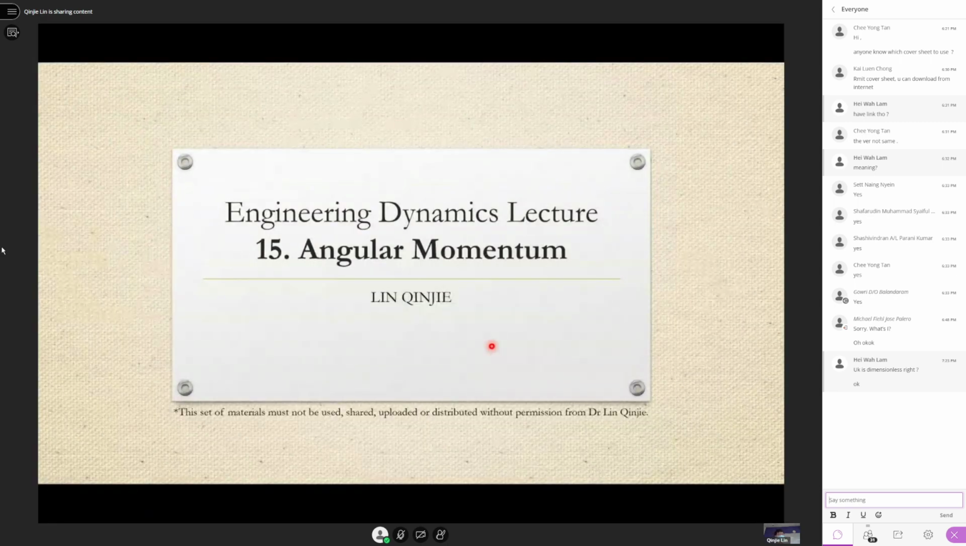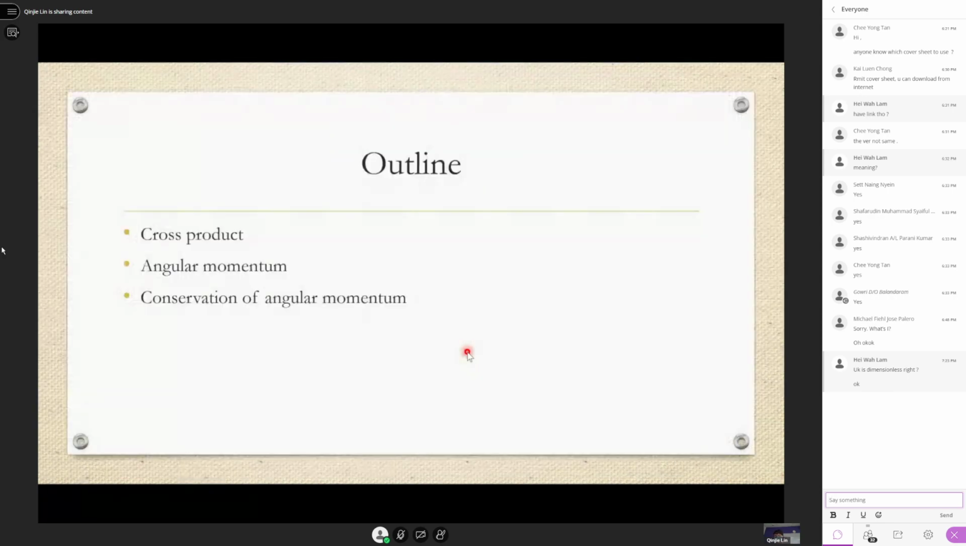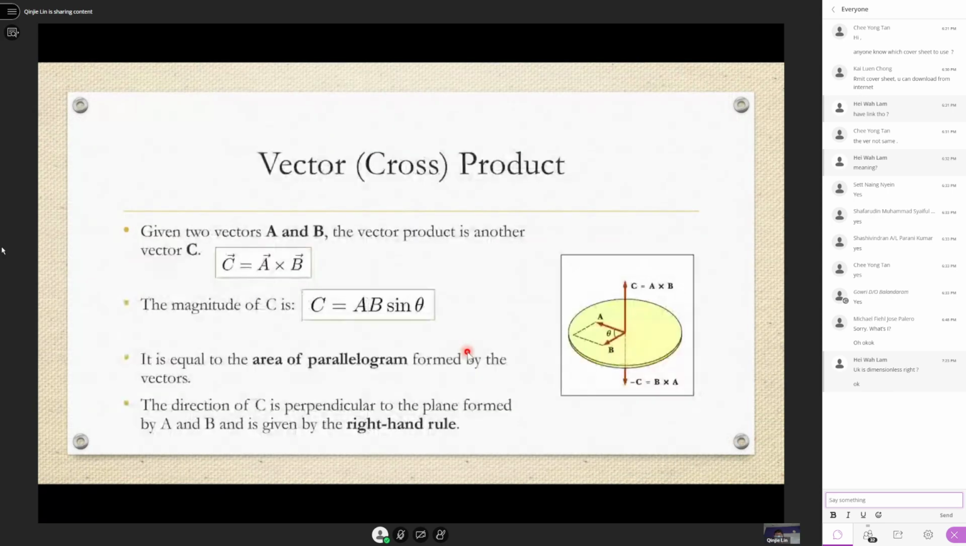Okay, so now we move on to topic 15, angular momentum. We've studied linear momentum, right? So now we move on to this thing called angular momentum. For now, we have to revise this thing called a vector product. We revised the dot product before, right? So there's also the cross product, which is different from the dot product.